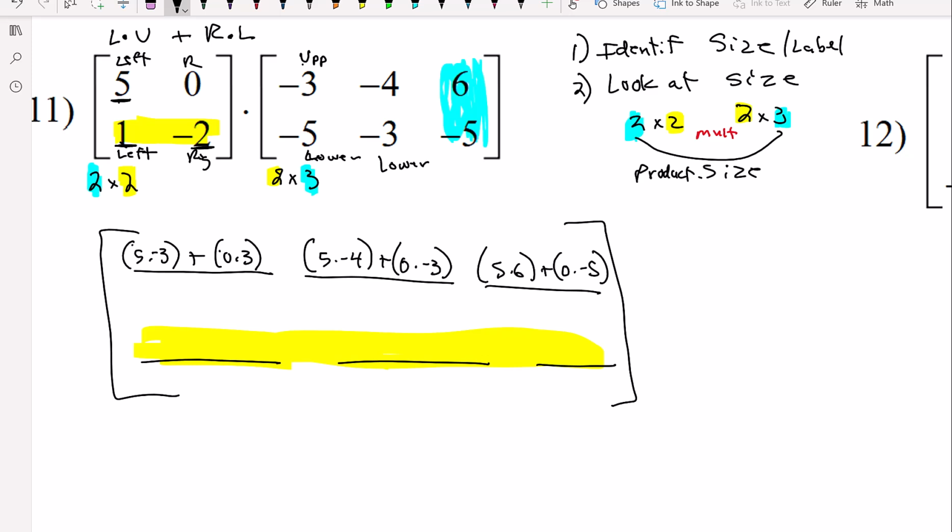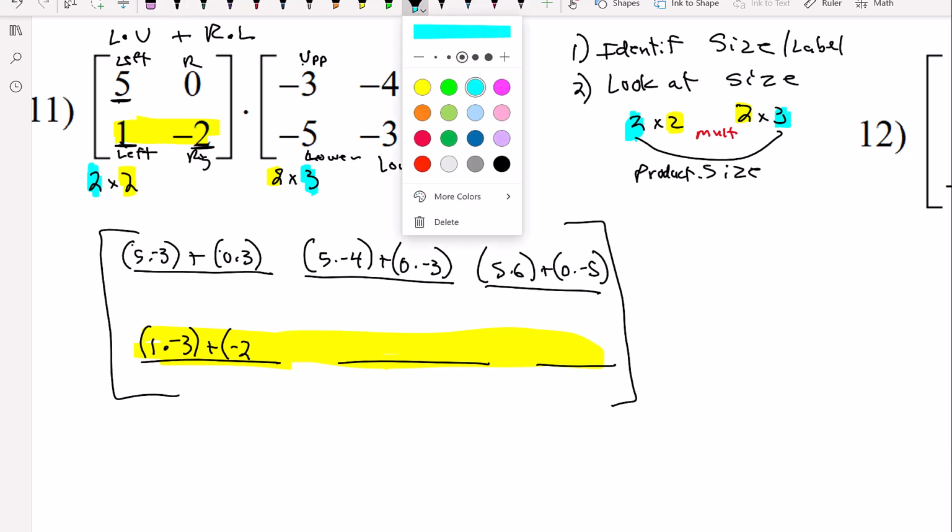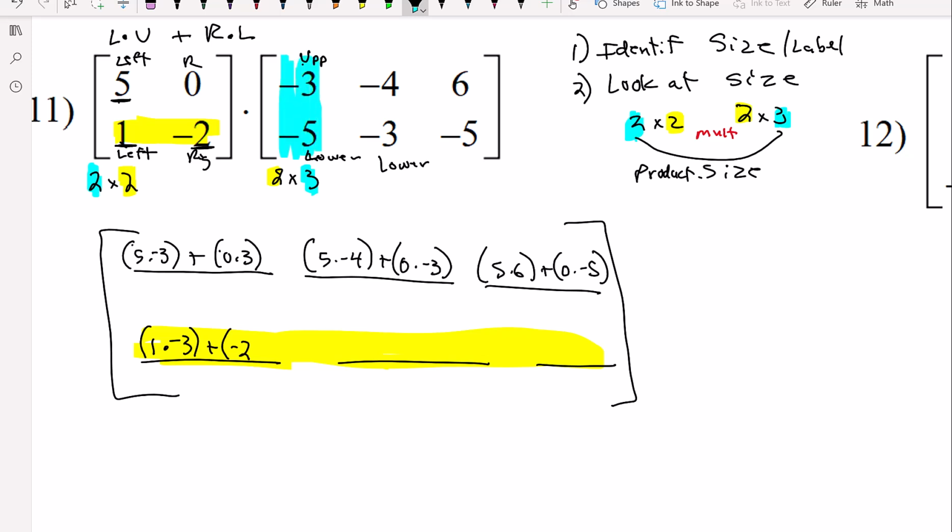So it's the left, which is 1, times the upper, the other one, times -3, plus the right, which is -2, times -5. Okay, and we're going to move this column over.